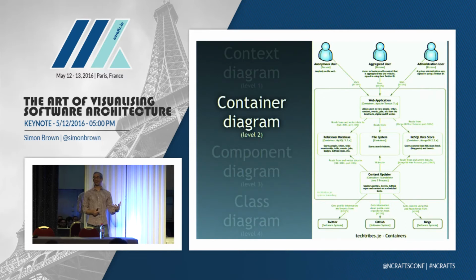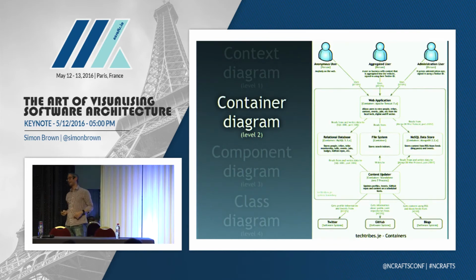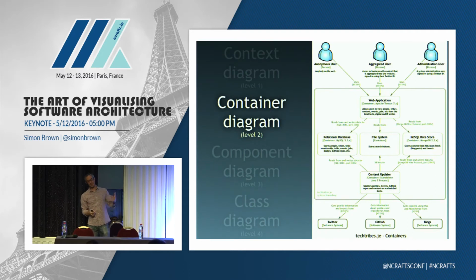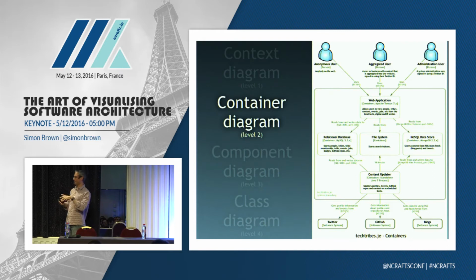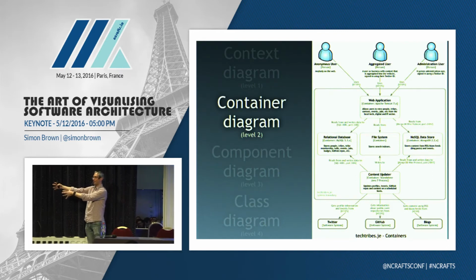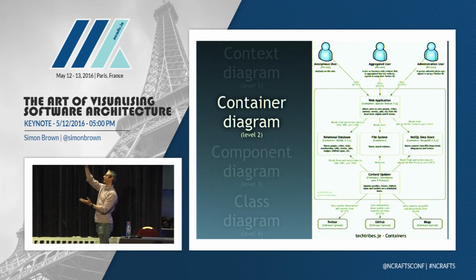There's a content updater at the bottom, a standalone Java process. It reaches out to Twitter, GitHub, blogs, pulls the data back. And the data is either stored in a MySQL database, a Mongo data store, or the file system. This diagram tells you absolutely nothing about clustering, sharding, availability, deployment. That's a separate diagram. So this is just the logical high-level building blocks.